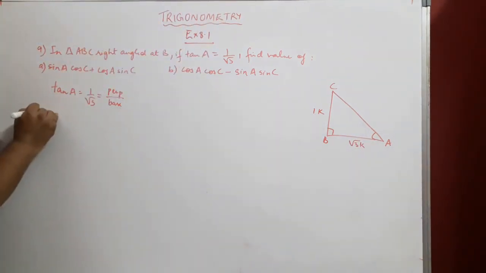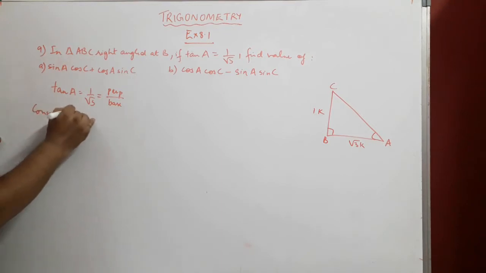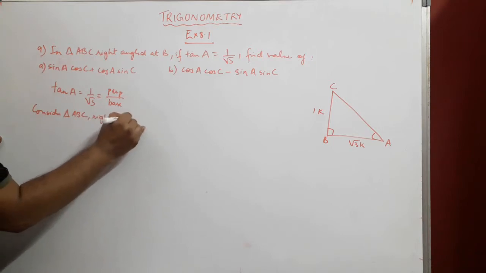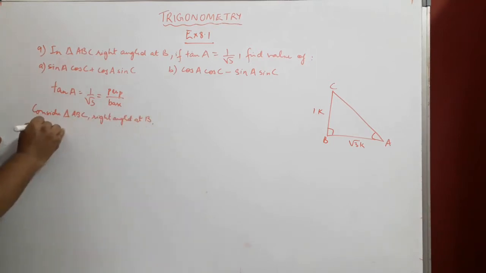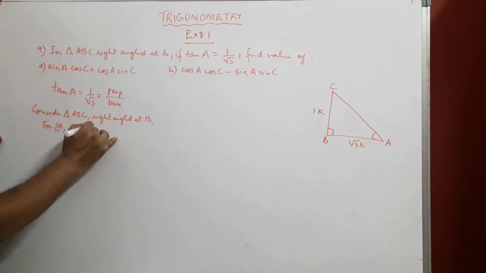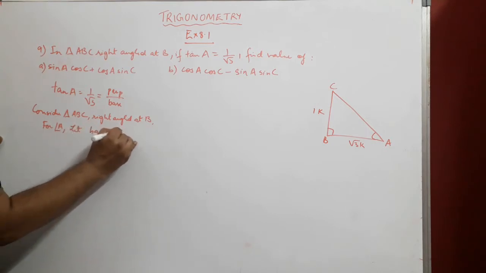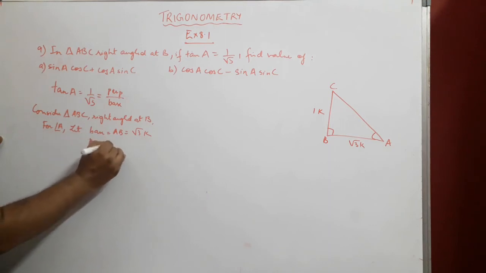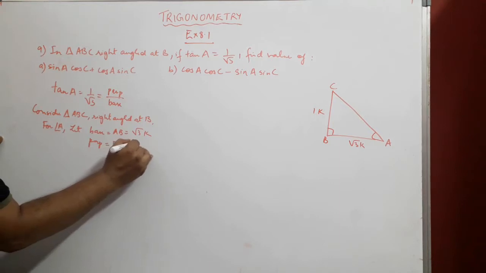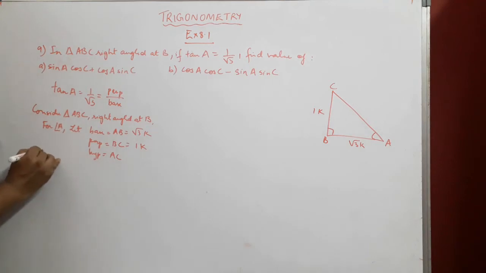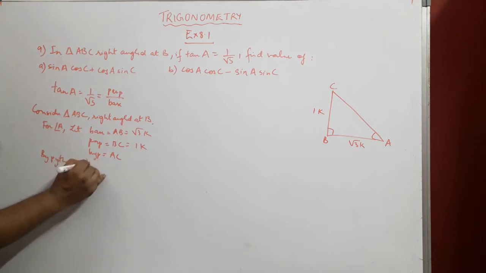So I'll consider triangle ABC, right angled at B. For angle A, let base equal to AB equal to root 3k, perpendicular equal to BC equal to 1k, and hypotenuse equal to AC, which we need to find out. So by Pythagoras theorem, we'll find out what is AC.